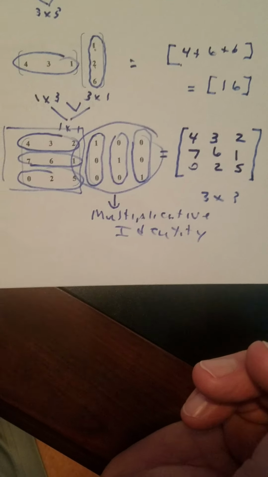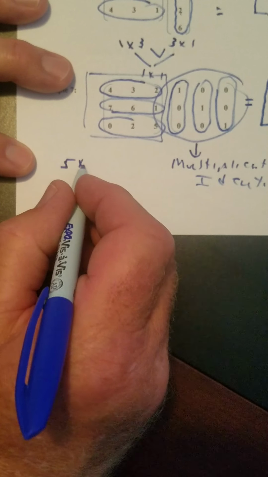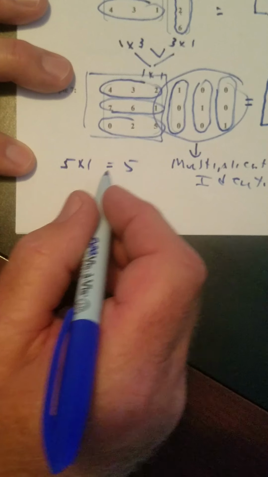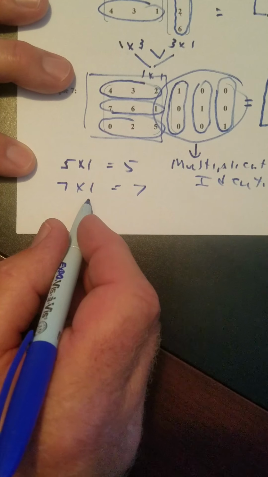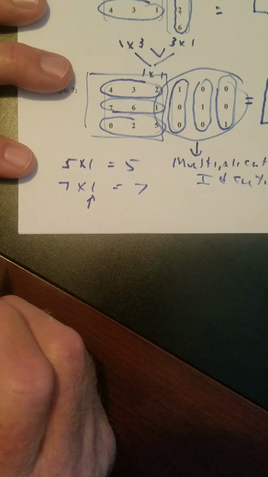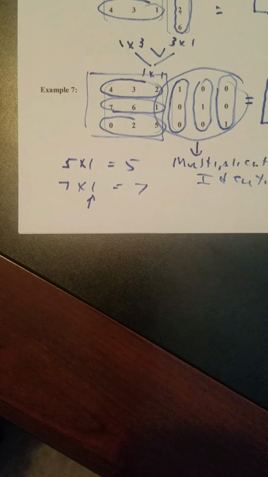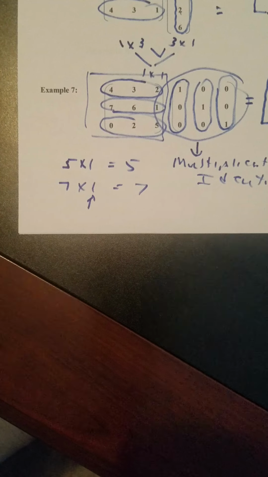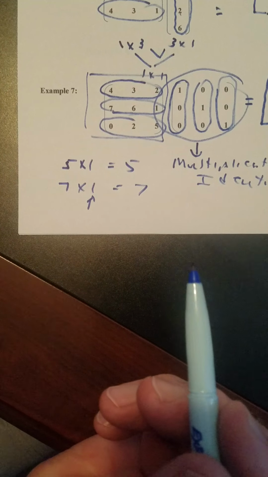Now, compare that to regular numbers. If I had the number 5 and I multiply by 1, you get 5. If I had 7, you multiply by 1, you get 7. So the number 1 is the multiplicative identity for regular multiplication. Anything times 1 is going to give you the same thing you started with. Well, that's what this is for matrices.